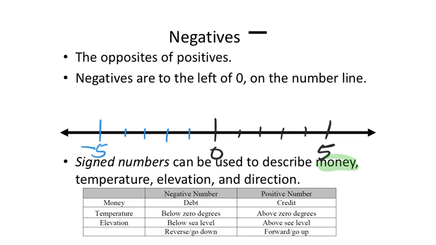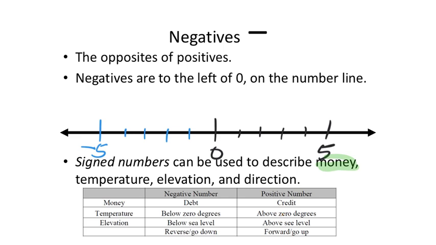So down here at the bottom, they're saying, look, if you look at money, negative numbers are debt and positive numbers are credit, like getting money, right? Temperature is when you have below 0 degrees, above 0 degrees. So I don't know, maybe Celsius would be better there, maybe not. And then elevation is below sea level and then above sea level.